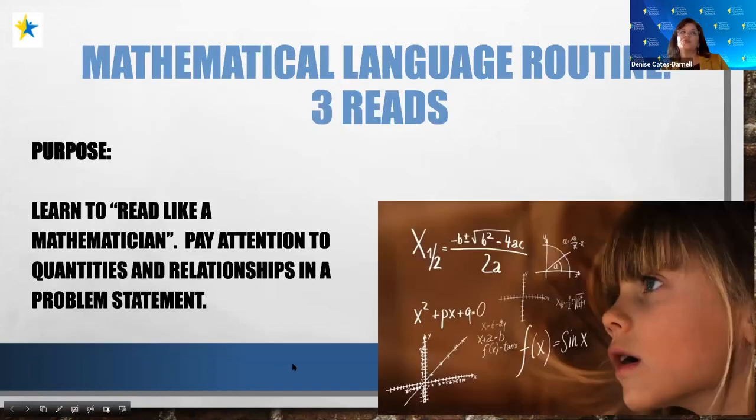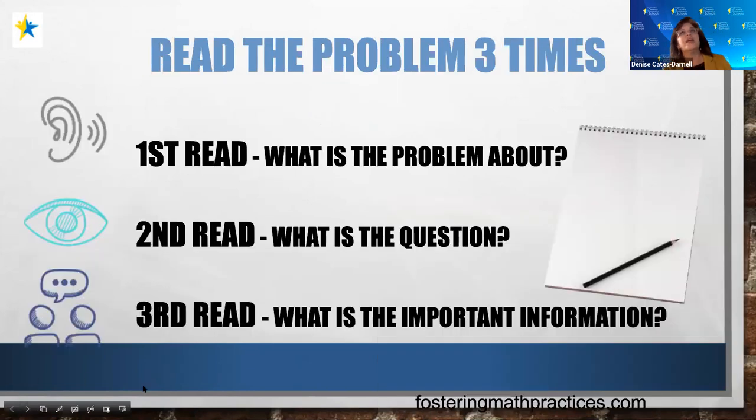And so the three reads routine is really helpful when we're looking at those word type problems, because its purpose is to help those students learn to read like a mathematician so that they are really paying attention to those ideas of quantities and relationships in the problem statement so that they are able to really comprehend what the problem is about and what it is that they are going to be looking to find in that problem. So the steps are pretty easy. We're going to be reading the problem 3 times. I'm going to ask you to grab a piece of paper for this that we'll use, because there's a few things that I do want you to write down as we go through. But together, we're going to go through this process.